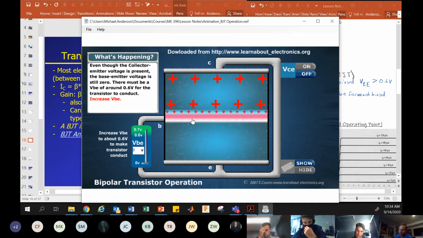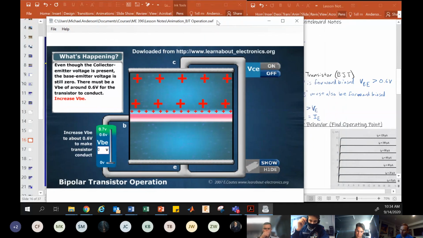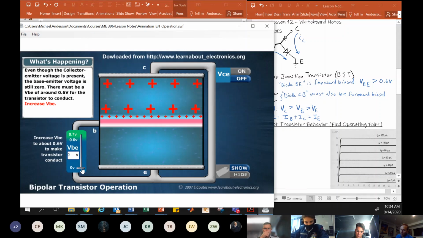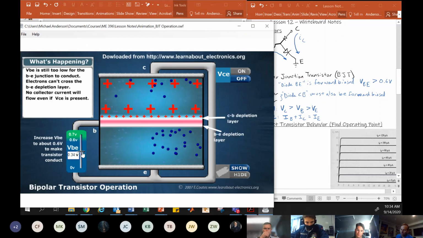So we turn this on, so VC is greater than VB. Now we're going to turn up the base voltage. And this animation is kind of fun. We see the blue dots are the electrons. The electrons are down there in the N-type material in the emitter, and they're kind of hanging out. This depletion region is getting smaller as we turn up the voltage.